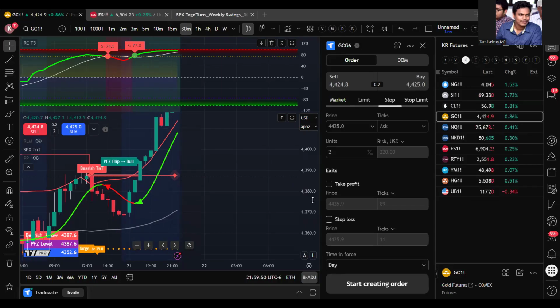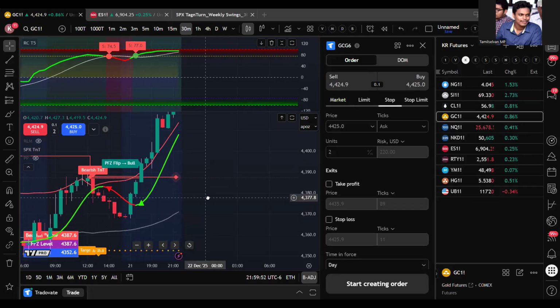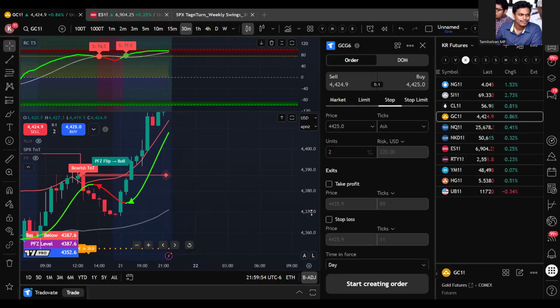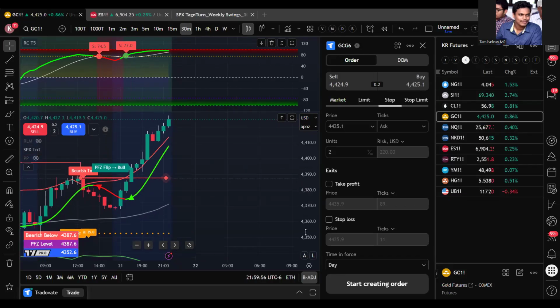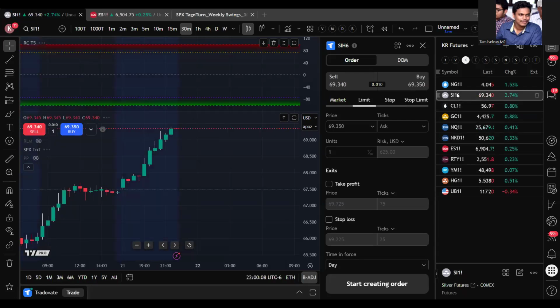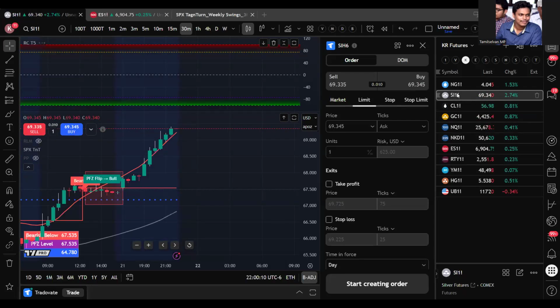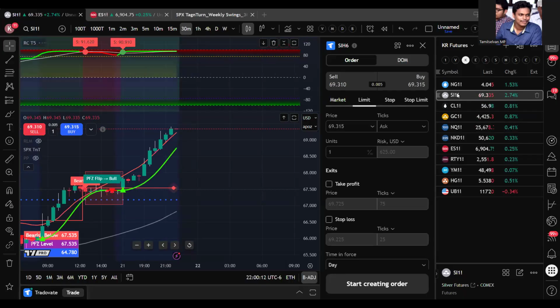Because I do only those four: ES, NQ, GC, Silver. Silver also, as you said earlier, is very volatile. Sometimes it suddenly spikes, and then each small spike gives more loss. So mostly I'm doing these three only: ES, NQ and gold, which is moving well.